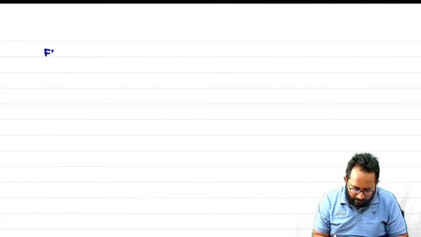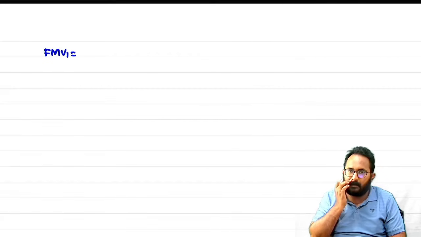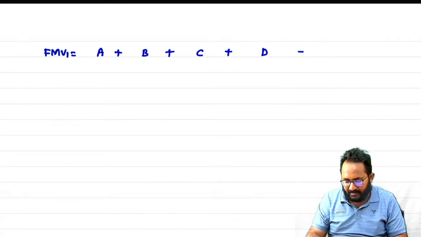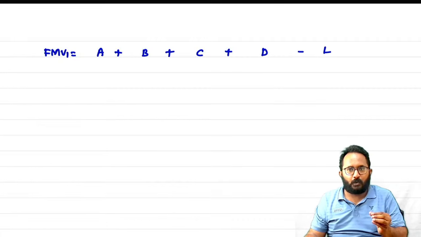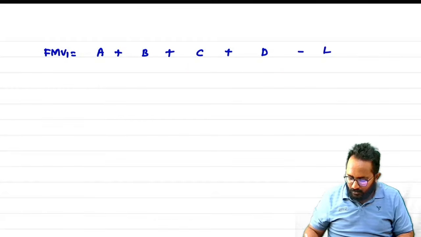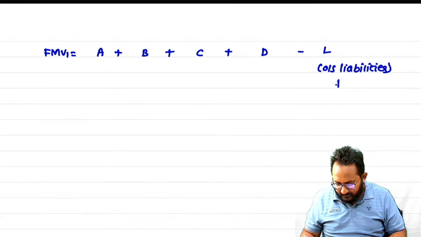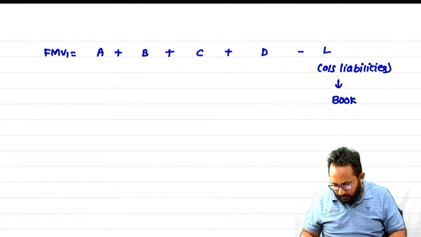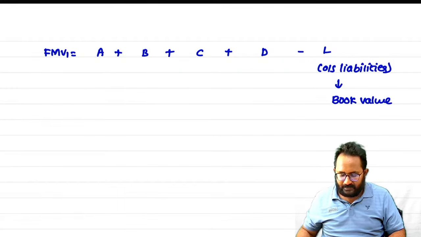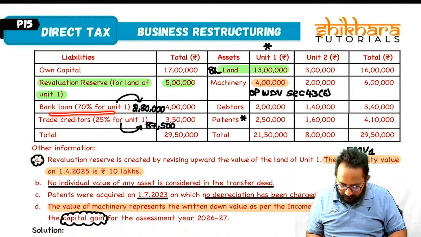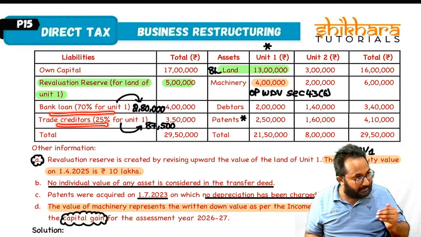FMV1 I am calculating. First A plus B plus C plus D minus L. L means what? Outside liabilities. At which value? Book value. Outside liabilities at what value? Book value. Please look at the question. What are the outside liabilities we have to take? Those related to unit 1 only.